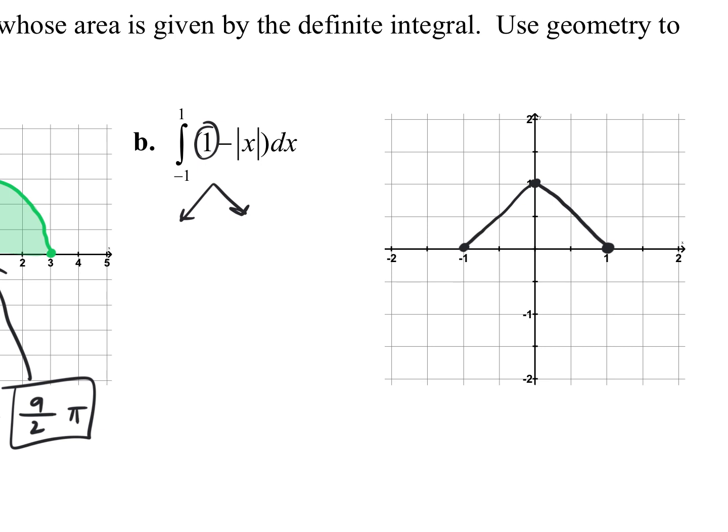A triangle. Yes. So now I need to find the area underneath that curve to the x-axis. So we can do area of a triangle, 1/2 base times height. So this would be a base of 2 with a height of 1. So my area of this triangle is just 1.